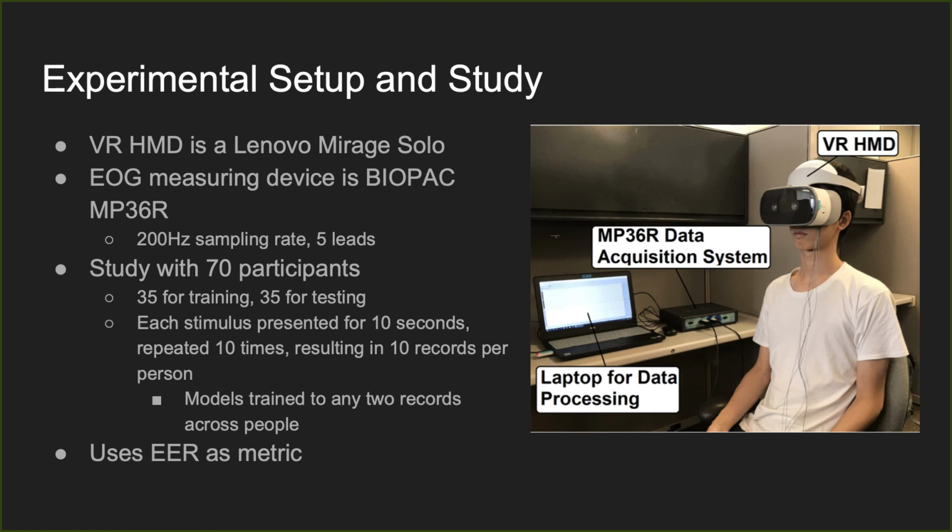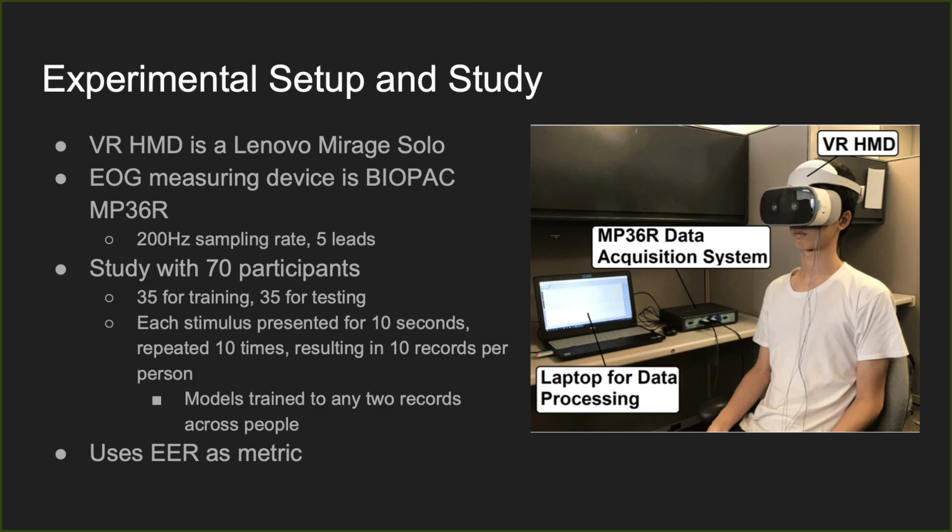So, the experimental setup and study. What they're using for the head-mounted display is called a Lenovo Mirage Solo, and the EOG measuring device is called the BioPac MP36R, which has a 200 hertz sampling rate, and it has 5 leads, as we've shown before. So they ran a study with 70 different participants where they set aside 35 for training and then 35 for testing. So what they did was they would provide each of the visual stimuli for 10 seconds to each user, and then they would repeat this study 10 times, resulting in 10 records per person.